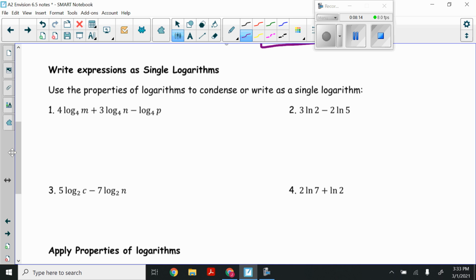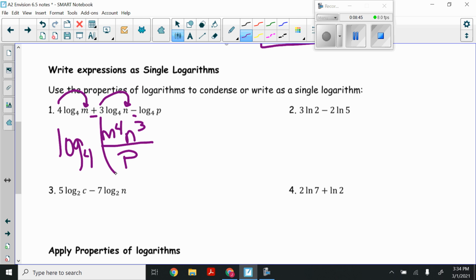Number 1 says 4 log base 4 of m plus 3 log base 4 of n minus log base 4 of p. So these numbers out front came from exponents. This plus means we multiply, this minus means we divide. I'm going to have one answer, log base 4 of m to the 4th times n cubed, all that divided by p. There's my answer. I can put all of this in parentheses so I know that I'm taking the log of all of that.